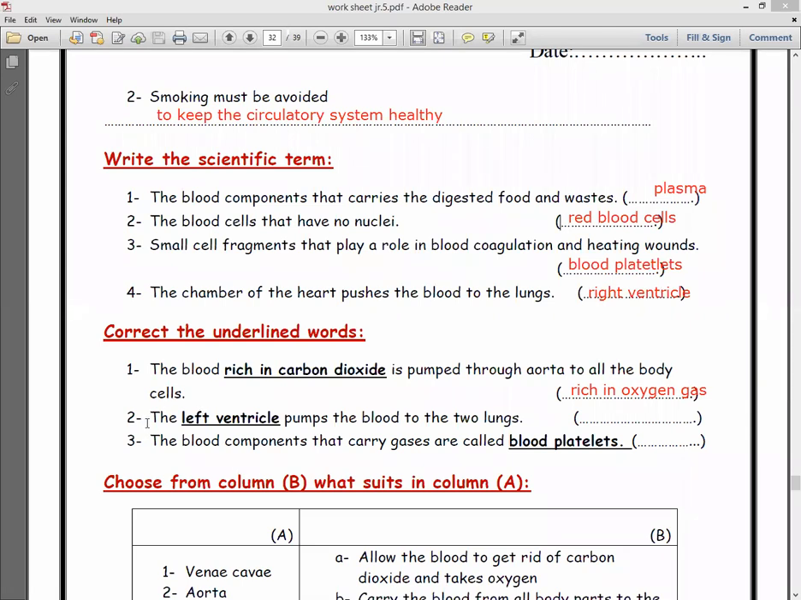Number two, I'll answer numbers two and three, and you choose homework. Number two, the left ventricle pumps the blood to the two lungs. No, this is the right ventricle. The right ventricle pumps the blood to the lungs. And number three, the blood components that carry gases are called red blood cells.